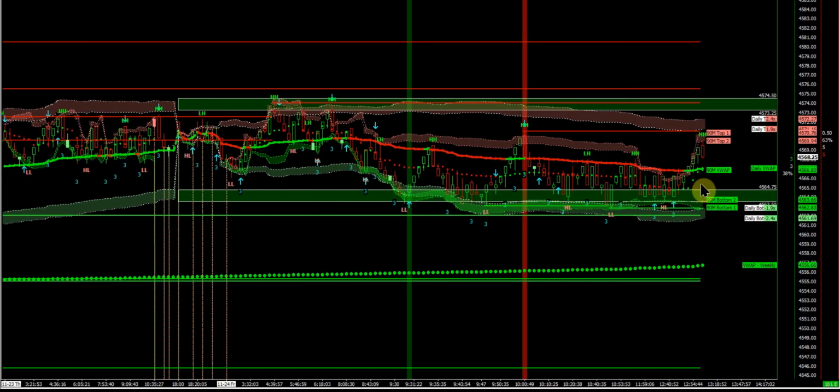Anywhere in here. Now, the Renkos are very clear about showing you where consolidation is. Okay. And here's basically where your consolidation zone is.